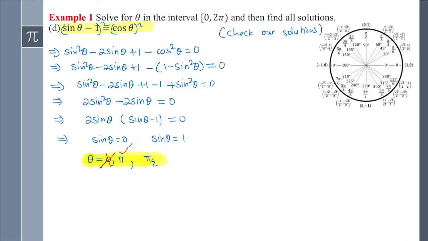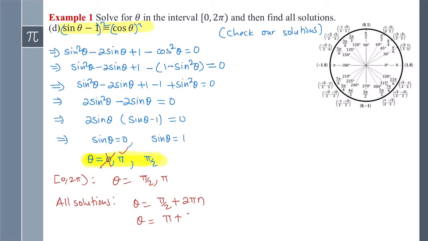So in the interval 0 to 2 pi, the solutions are pi over 2 and pi. Let's put them in order: pi over 2 and then pi. Now, all solutions are theta equals pi over 2 plus 2 pi n and pi plus 2 pi n, where n is an integer. So always make sure that if we square, we have to check our solutions.